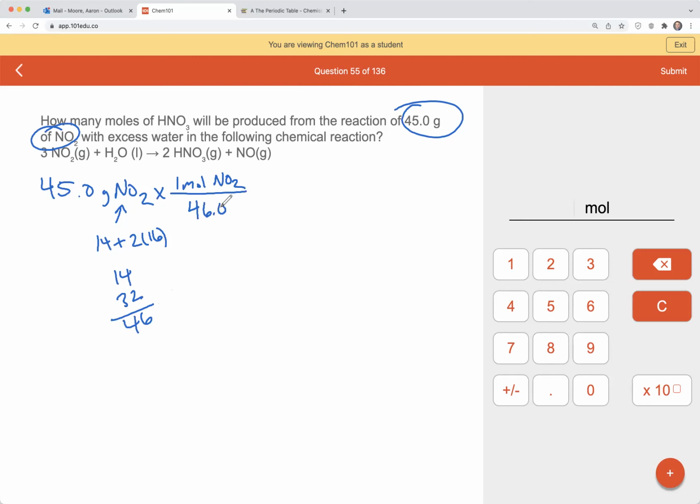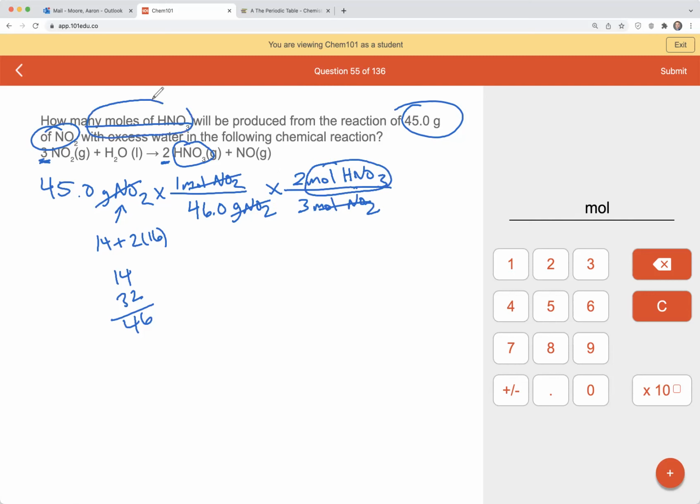So 46.0 grams of NO2. So that means my units of grams of NO2 will cancel. All right. So now I want to stop talking about NO2 and I want to start talking about HNO3. It says how many moles of HNO3. So I'll use these mole ratios from the coefficients in the balanced reaction equation to do that. So this reaction tells me that I consume 3 moles of NO2 for every 2 moles of HNO3 that are produced. So the units of moles of NO2 cancel, and my units right now are in moles of HNO3, which is what I want to find.